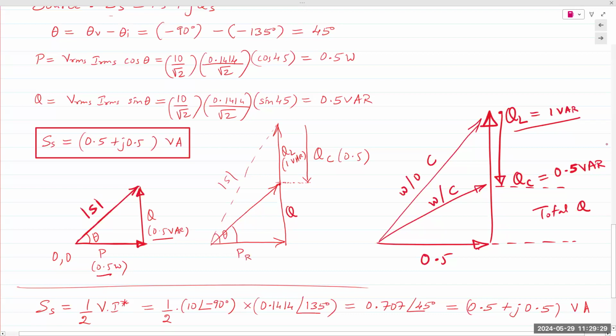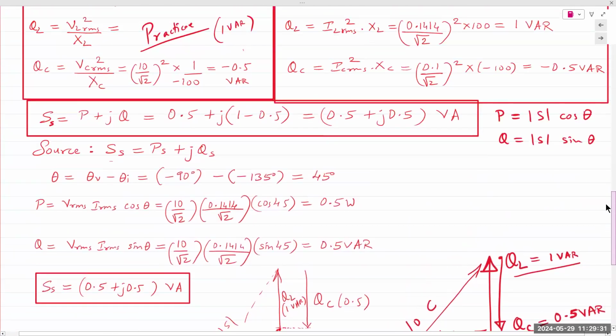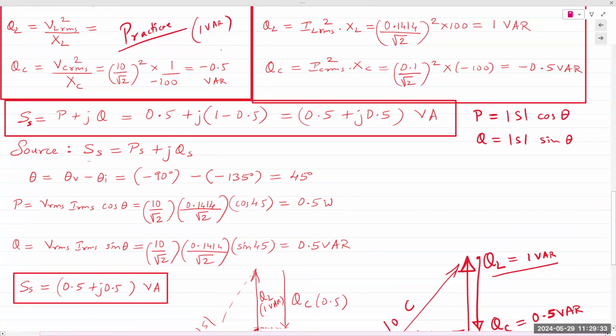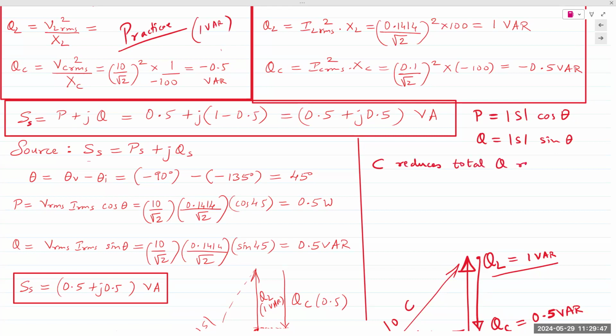So the capacitor is now supplying half of that required power. So the capacitor reduces the total Q required from the source.